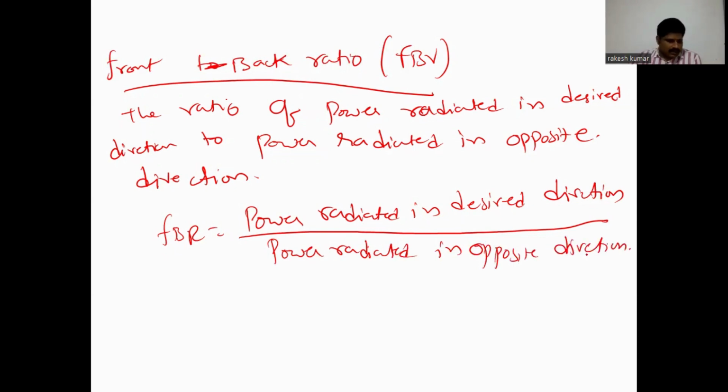The higher the FBR, the better it is. If you want an antenna to radiate only in the desired direction, the back lobe should be very small. It is the ratio of the required direction to the unwanted direction. Higher FBR is achieved by diverting the gain of the opposite direction to the forward or desired direction by tuning the length of parasitic elements.